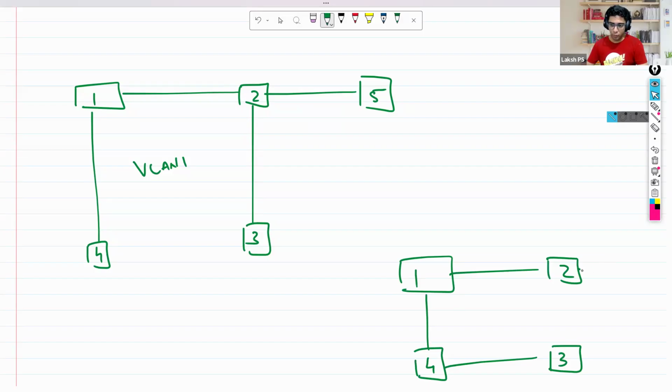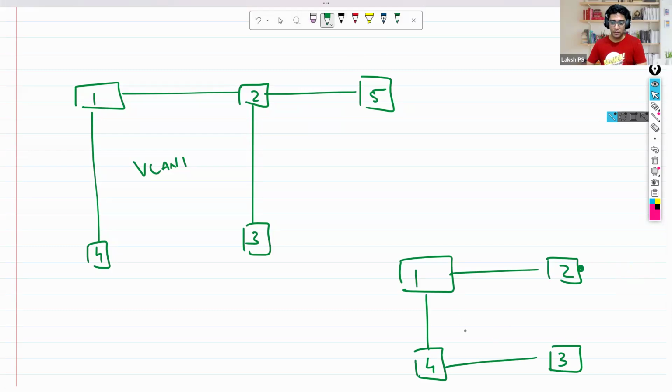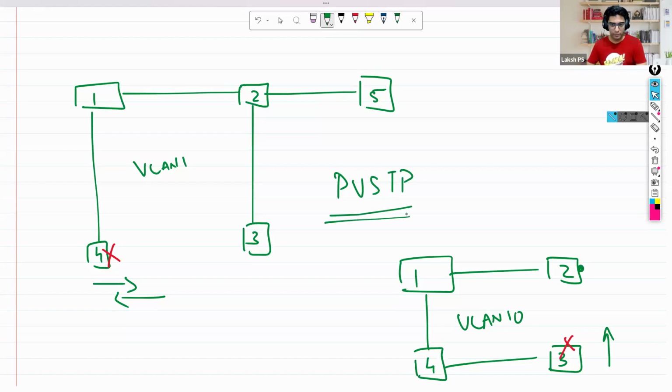Obviously, we have not configured VLAN 10 over here, so it does not even know there is a switch existing over here. This is how the network is for VLAN number 10. Got my point? So for VLAN number 1, this is the blocked interface. For VLAN number 10, this is the blocked interface. VLAN 10 will not flow out of this interface, and VLAN 1 will not flow out of this interface. This is basically your simple funda of per VLAN spanning tree. Clear? Yes.